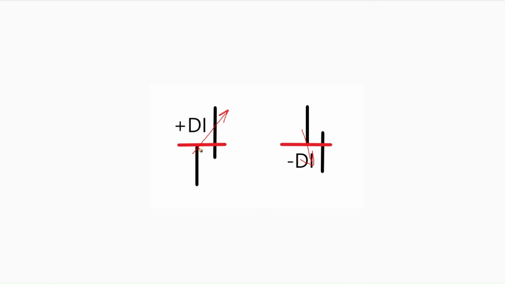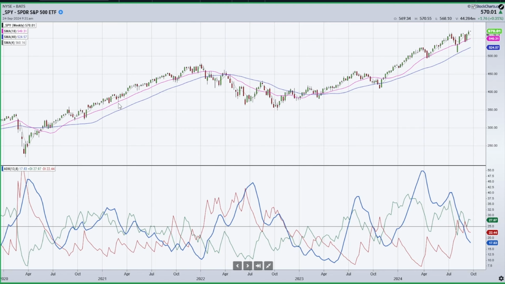How far away, how big of a directional move are we making regardless of the close? So even if we close down here, this is going to be considered a bullish or a positive DI day. And if we close here, because there was a lot of downside direction, it's going to be considered a negative DI day. All right. So want to understand that. And that's kind of the key, I think, to getting an idea of this indicator.